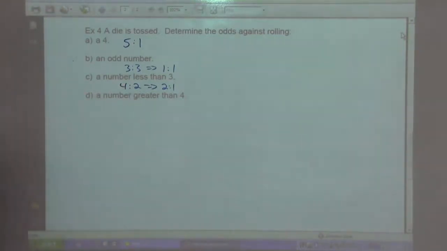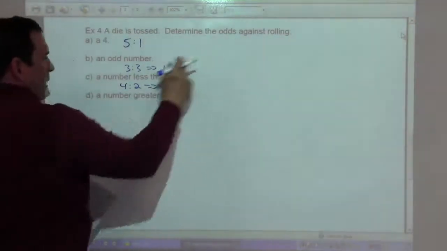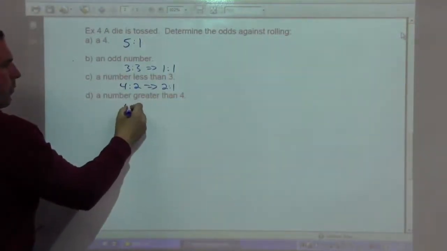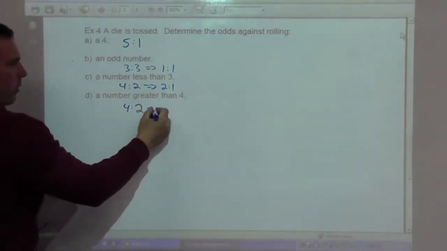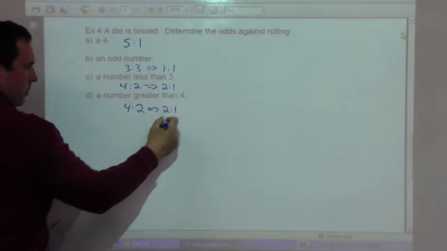A number greater than 4. Against rolling a number greater than 4. So there are 4 things that are not greater than 4. That's 1, 2, 3, 4. 2 things that are greater than 4. And that's 2 to 1.